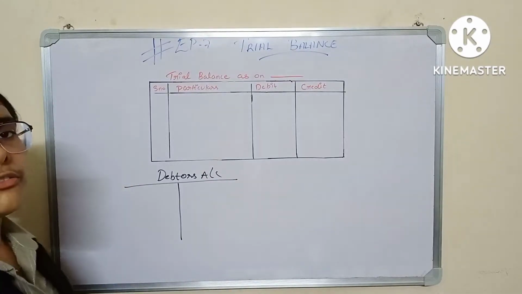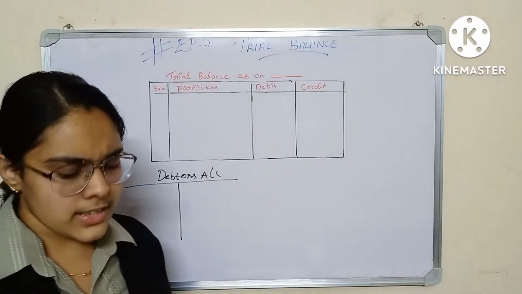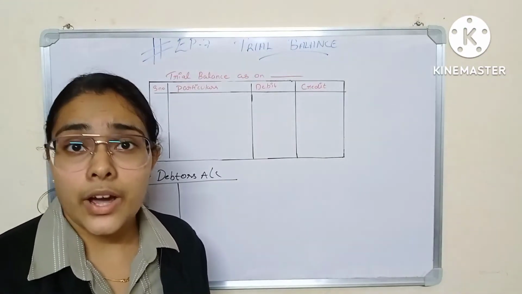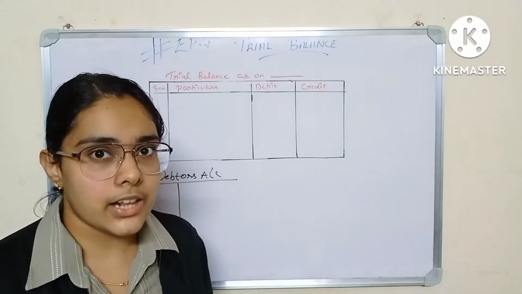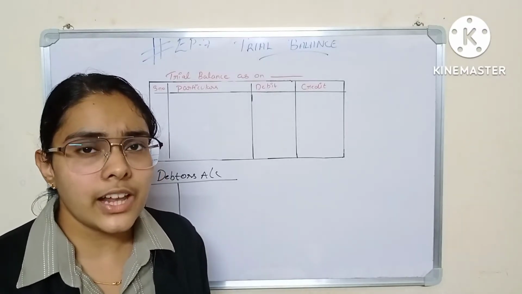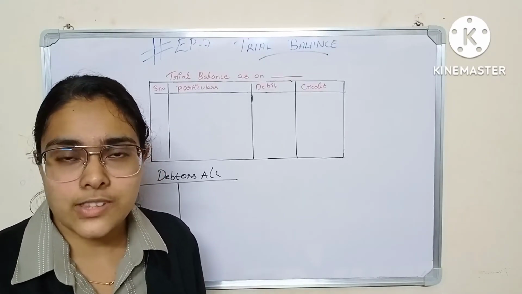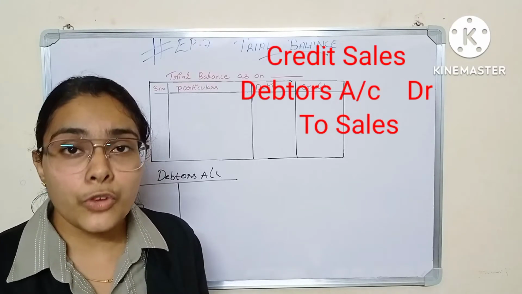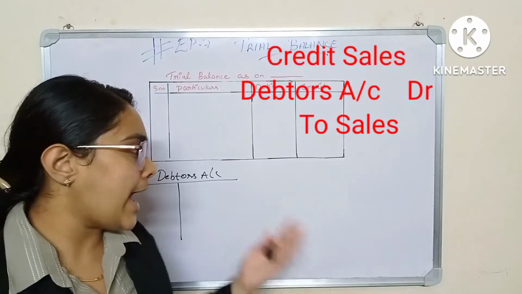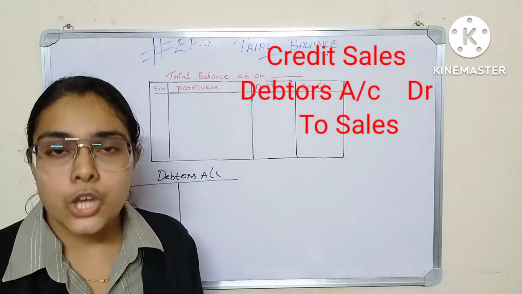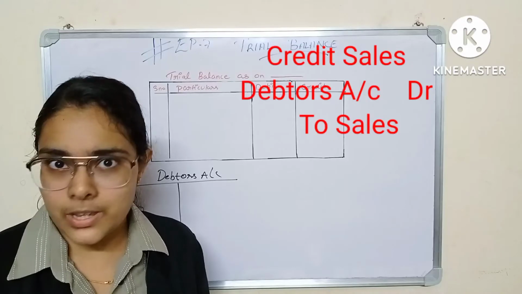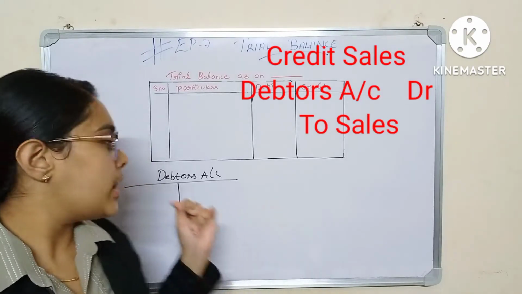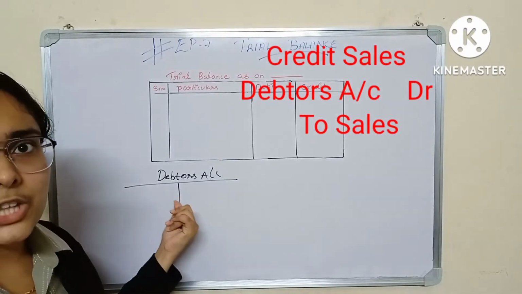First thing I'm going to do: when does a debtor arise? A debtor arises from a credit sale. So what is the journal entry for a credit sale? Debtors are the receivers, or they owe you money. So a debtor is an asset. When an asset increases, you have to debit it, right? Debit. Asset increase, debit, and you will go to the debit side of the debtor and write the other aspect.